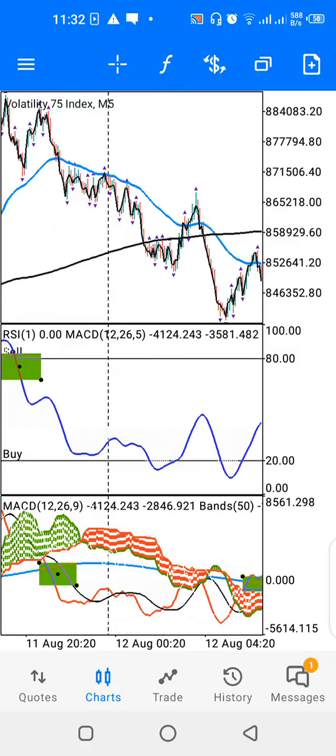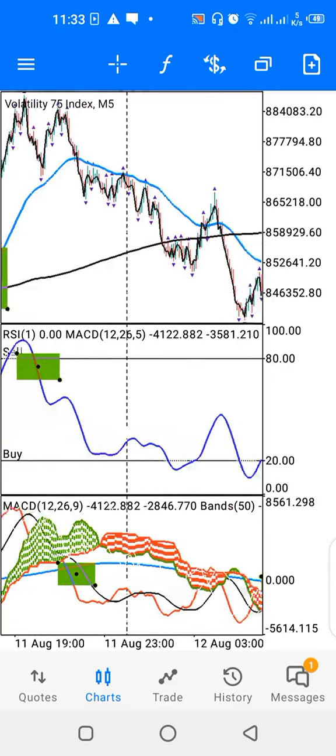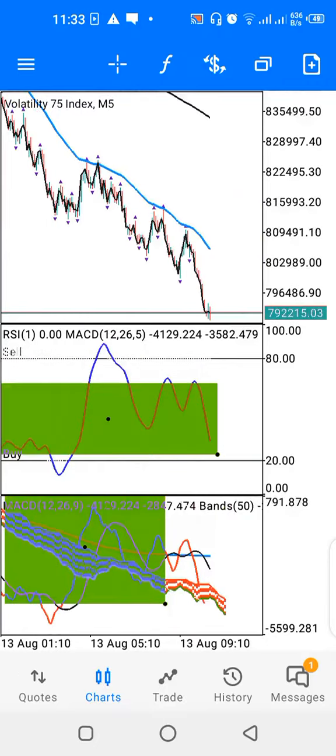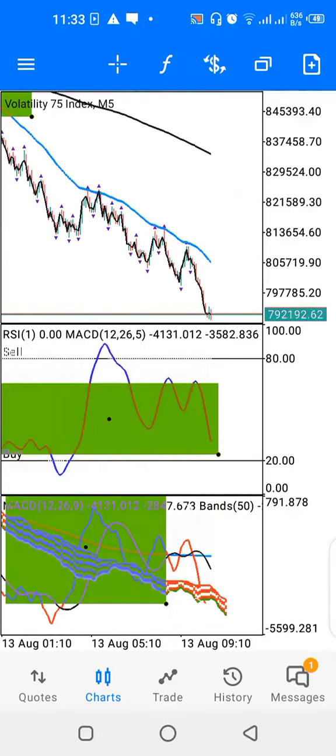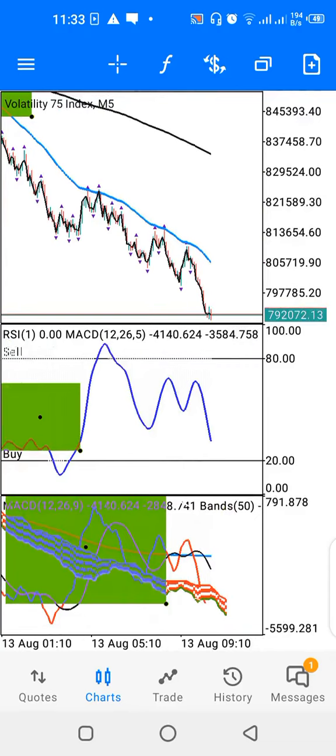Make sure you back test it, try it on a demo account. If it works for you, then you can go try it on a live account to make some profit. I use this strategy very well and it works for me, and I'm sure if you test it, you can get it to work for you.